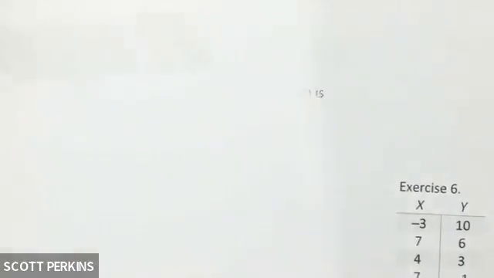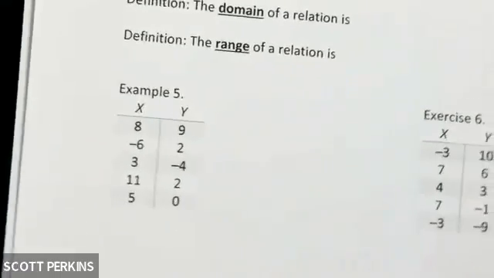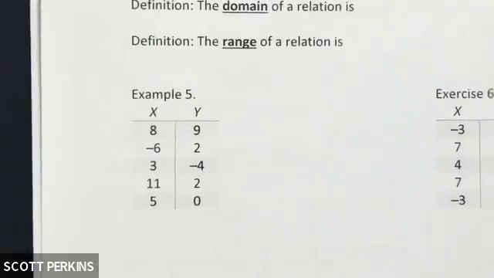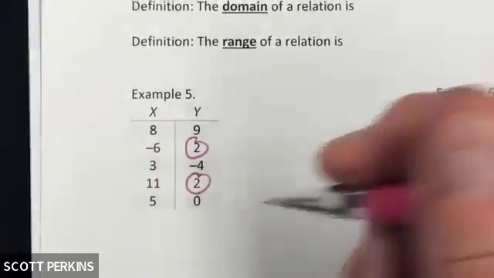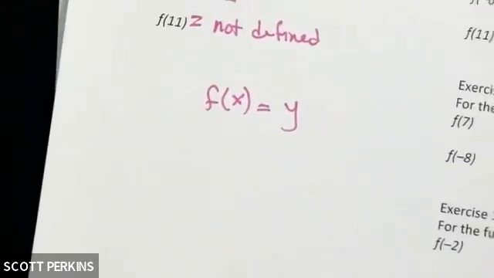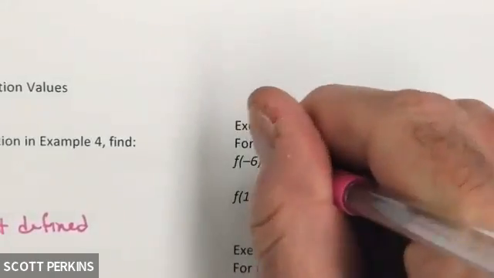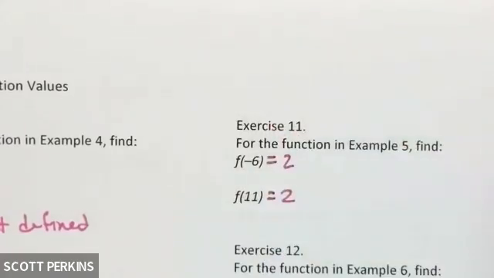From the table, the function value at -6. What is the function value at -6? 2. And what's the function value at 11? Okay, it's fine that those are the same y values. Okay, it just matters that the x corresponds to a single y value. So both of these are equal to 2.